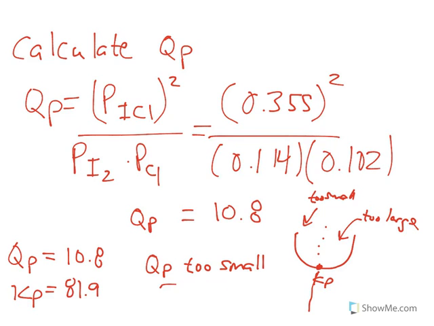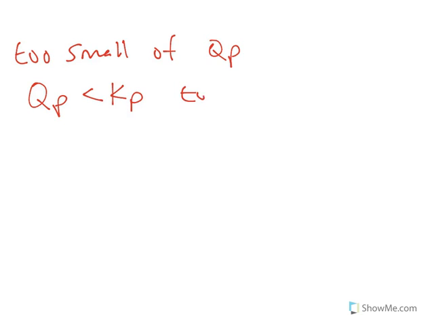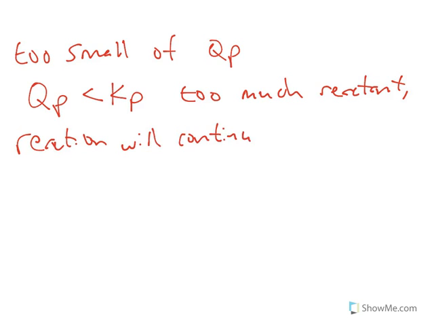All right. So QP is too small. So we're going to do what? We're going to move to the right. Thus, we are going to make more ICl. Okay. So too small of QC, or in this case QP. All right. QP is smaller than KP. We have too much reactant. Reaction will continue towards products.